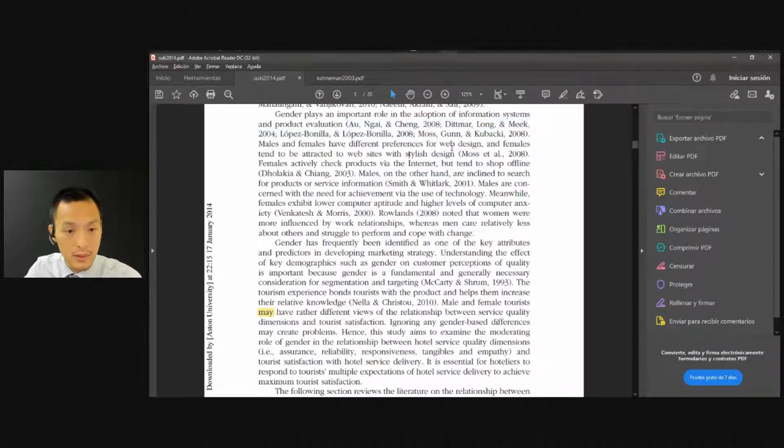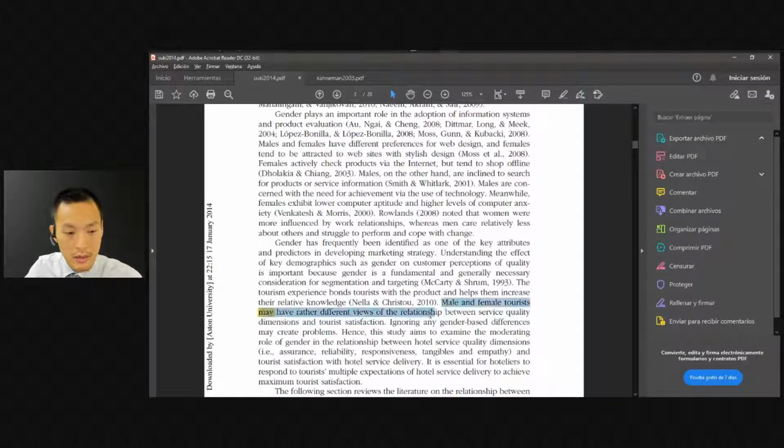For example, this one says males and females perceive web design differently. Boom, a reference, right? And then this one says, hey, males on the other hand tend to search for other kinds of information. Boom, a reference. This one says males need achievement via the use of technology while females do something else. Boom, a reference, right? But notice this one.